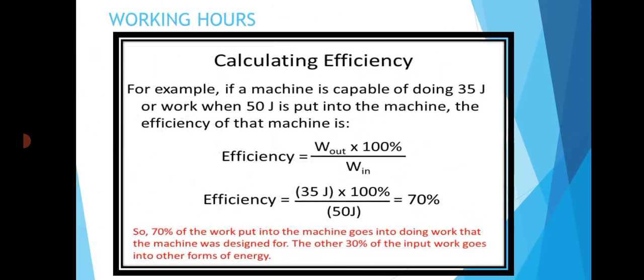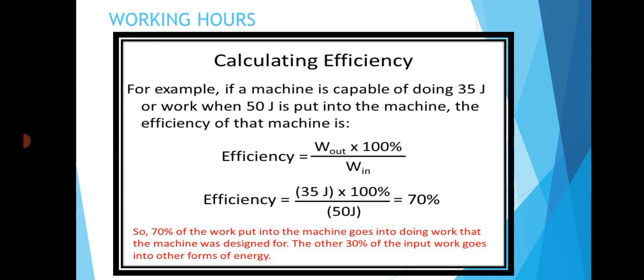Okay, so let's calculate for efficiency. For example, if a machine is capable of doing 35 joules of work when 50 joules is put into the machine, calculate the efficiency of the machine. So we have our work output there, and work input there. This time around, friction does not affect it. So it's going to be work output over work input times 100%, efficiency.